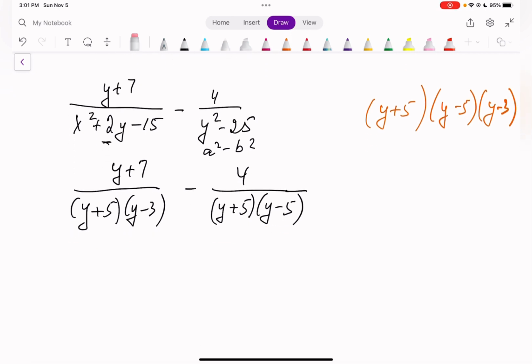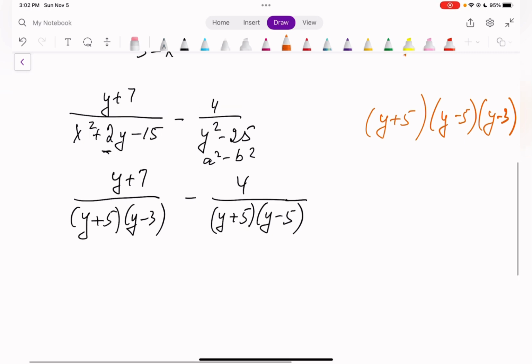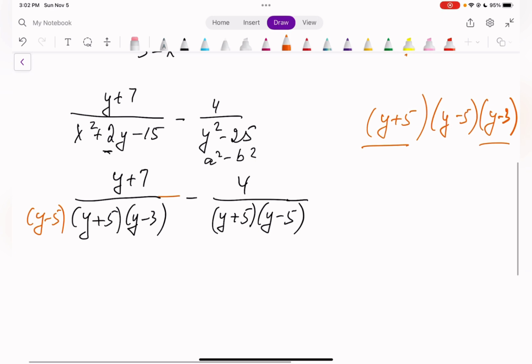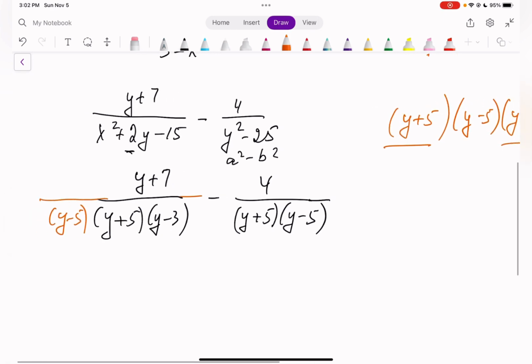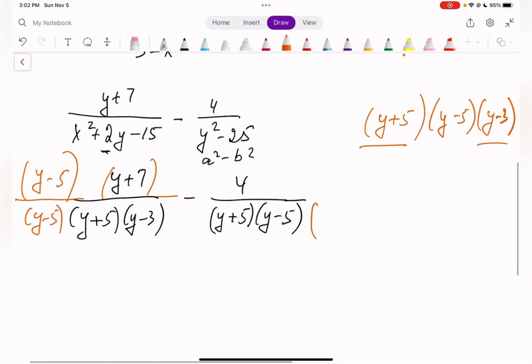Okay, so let's see, what denominator is missing in the first fraction? y plus 5, y minus 3. We need to multiply by y minus 5, right? y minus 5. And here also y minus 5. Now here, what is missing? y plus 5, y minus 5. It's going to be y minus 3. And here also y minus 3.